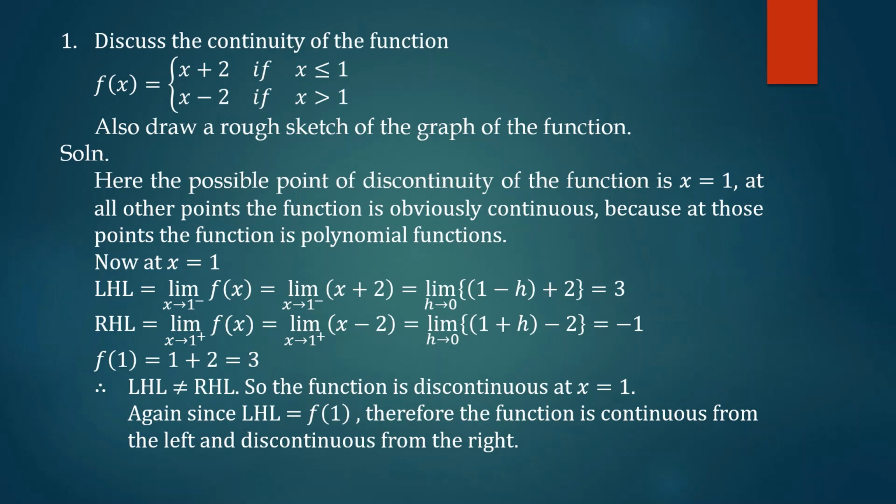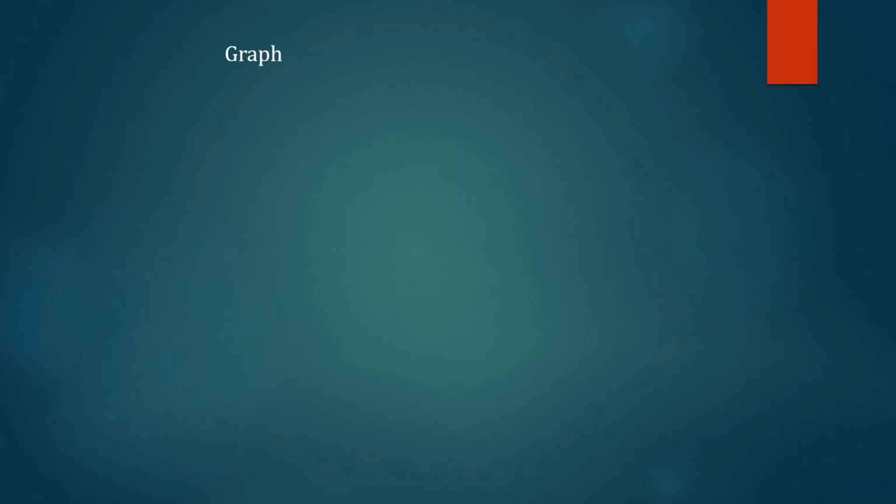So therefore we now can draw the graph of the function. You see, this was the function, and to draw the graph of a function, when x is less than 1, the function is a polynomial function with degree 1, therefore it will be a straight line, we know that one. And similarly for x greater than 1, f(x) is equal to x minus 2, it is also a degree 1 polynomial, and therefore it is also a straight line.